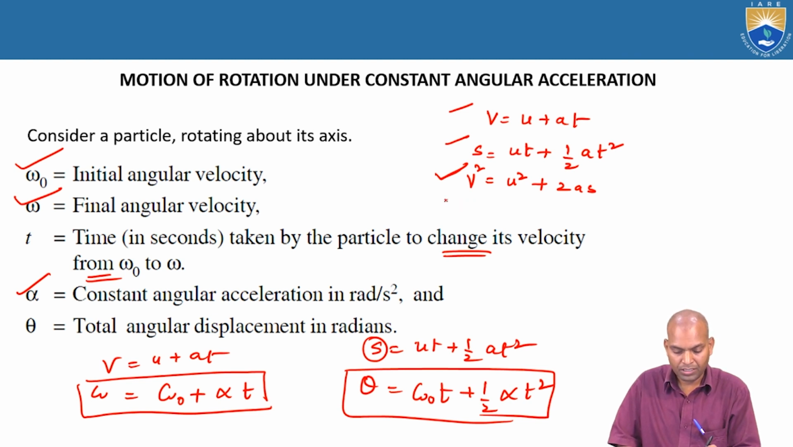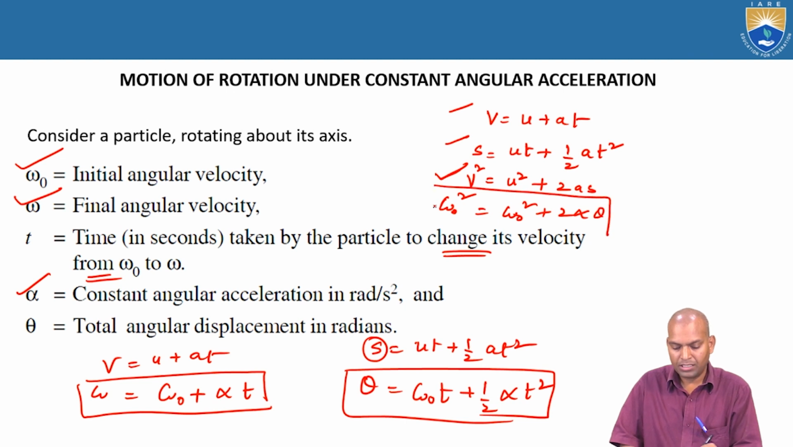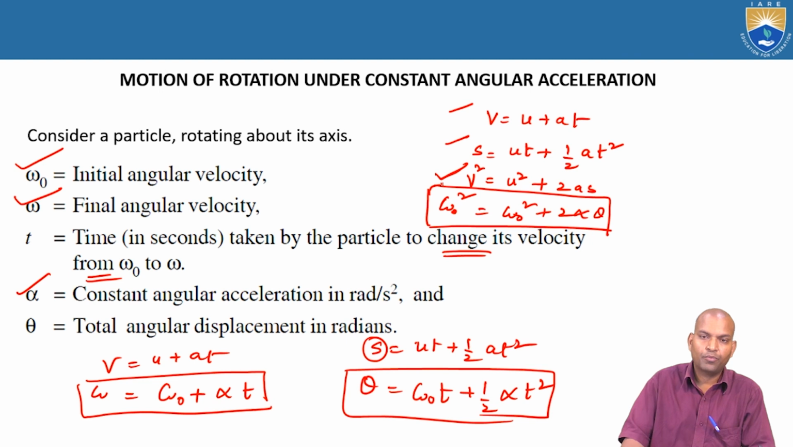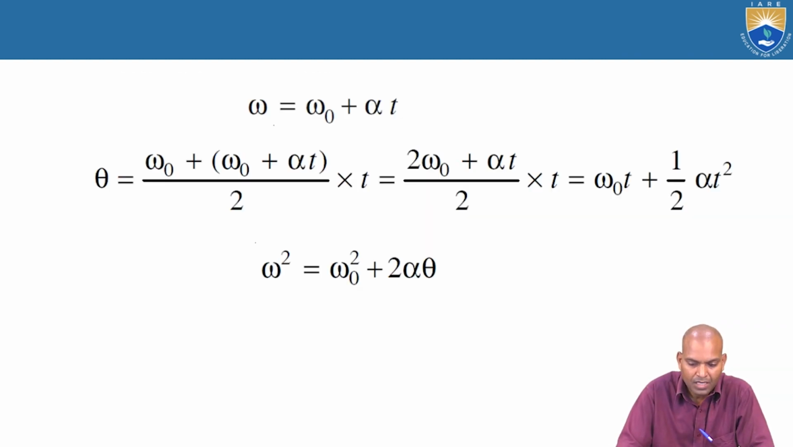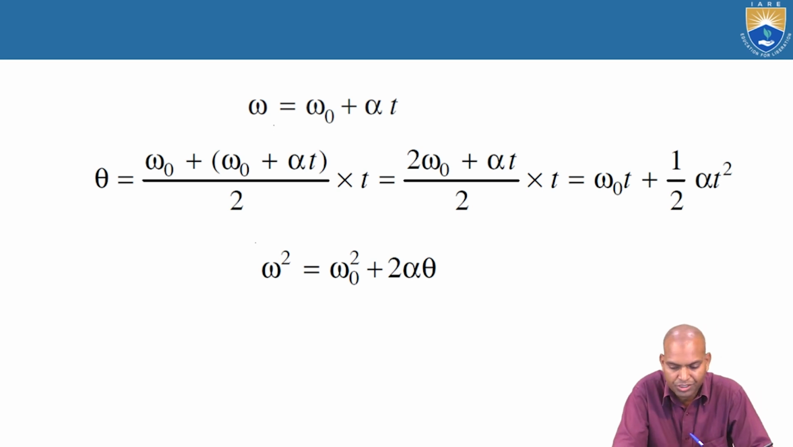What is the v for? That is omega square equal to omega naught square plus 2 times alpha theta. This is another equation of motion when the body is under rotation. Let us see now how to derive those equations.